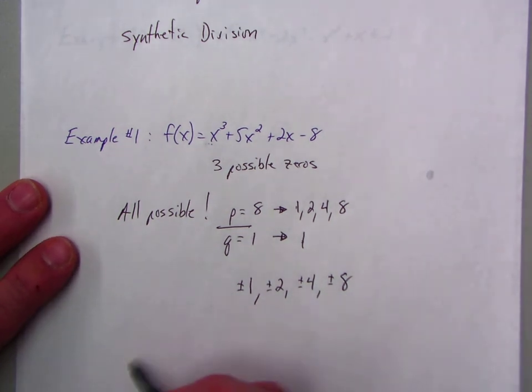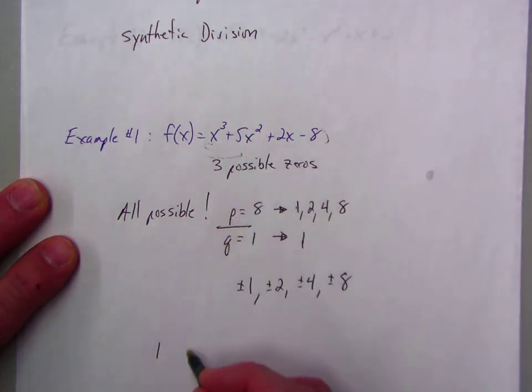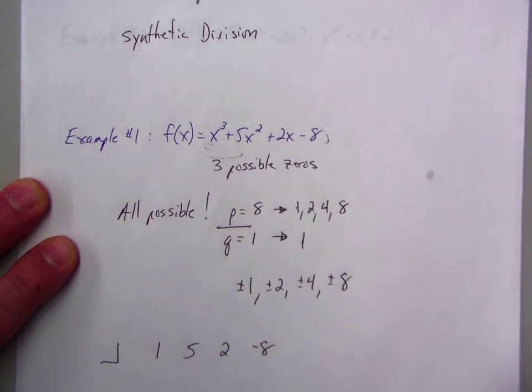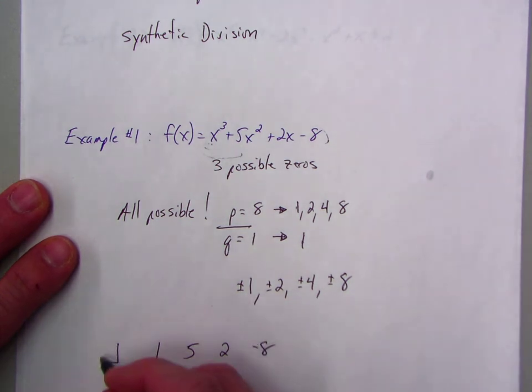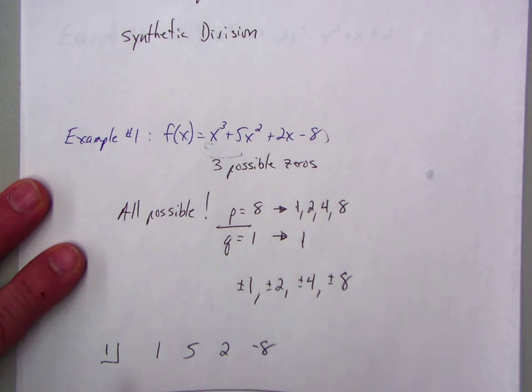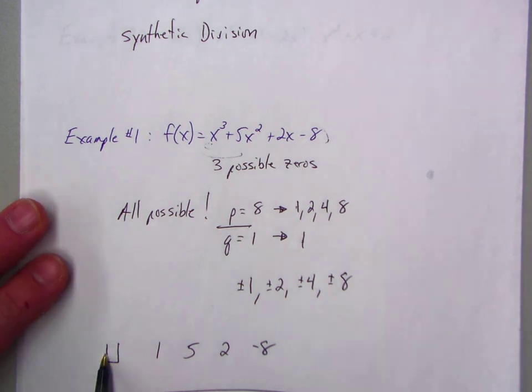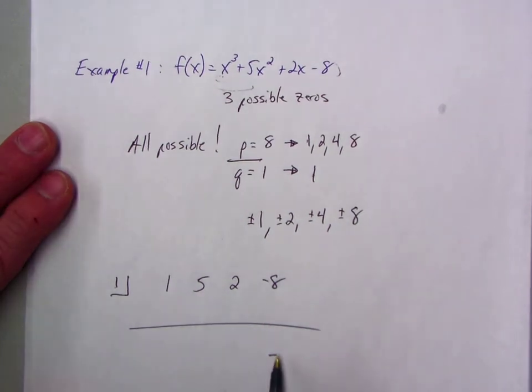All right, so let's go ahead. Now we're going to set up synthetic division. So we got 1, 5, 2, and negative 8. And we get to pick which ones. I like to start with this one. Put 1 in. All right, and our goal is we want the last number to be 0. If the remainder is 0, then that value that I put in this box here is considered a 0 of the function. All right, so that's what our goal is. Our goal is we want this to be 0 down here.